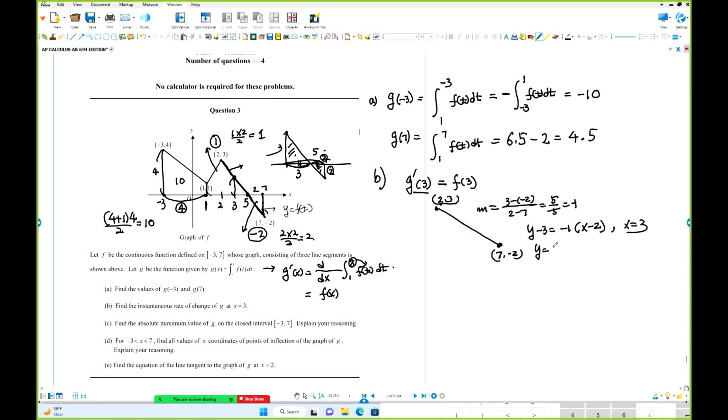So y minus 3 equals negative 1 times, x is 3, 3 minus 2 is 1, okay? From here, y equals what? Negative 1 plus 3 equals what? 2, right? When x equals 3, this is 2. So this is 2. So the derivative g prime of 3 is 2, right? That's the slope. So g prime of 3 equals 2, right? That's the answer, okay?